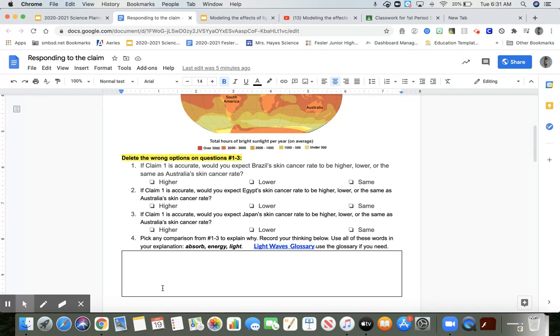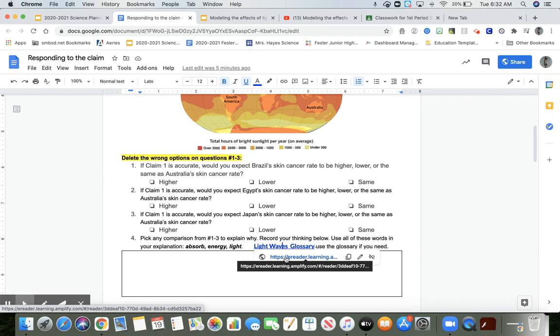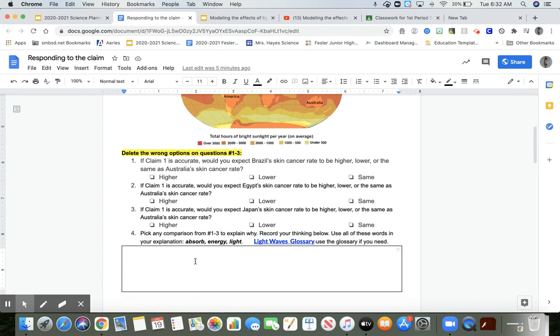Okay. Then for number 4, we're going to type an answer here. So you can pick any of the comparisons for 1, 2, or 3, any of them that you can talk about, and record your thinking. So you're going to explain why you think they would have the same or different cancer rates. And you do need to have these 3 vocabulary words in your answer. So that is why I went ahead and linked in here, if you want, our vocabulary list from Amplify, but you should be explaining these 3 terms in your answer.